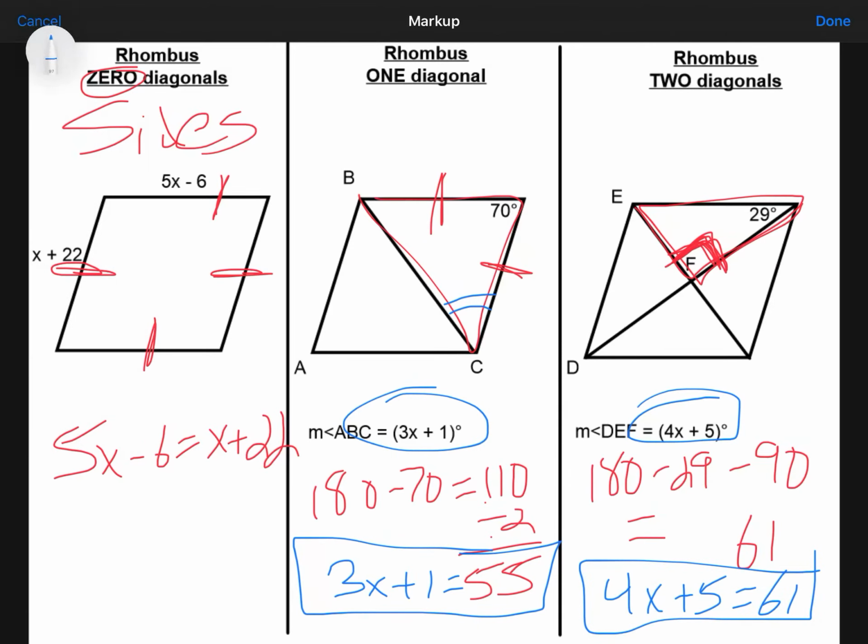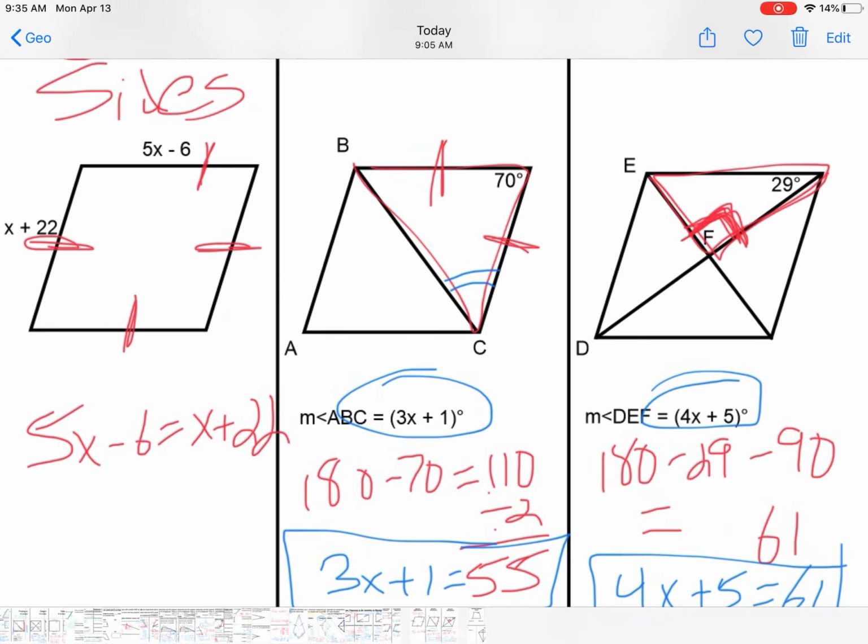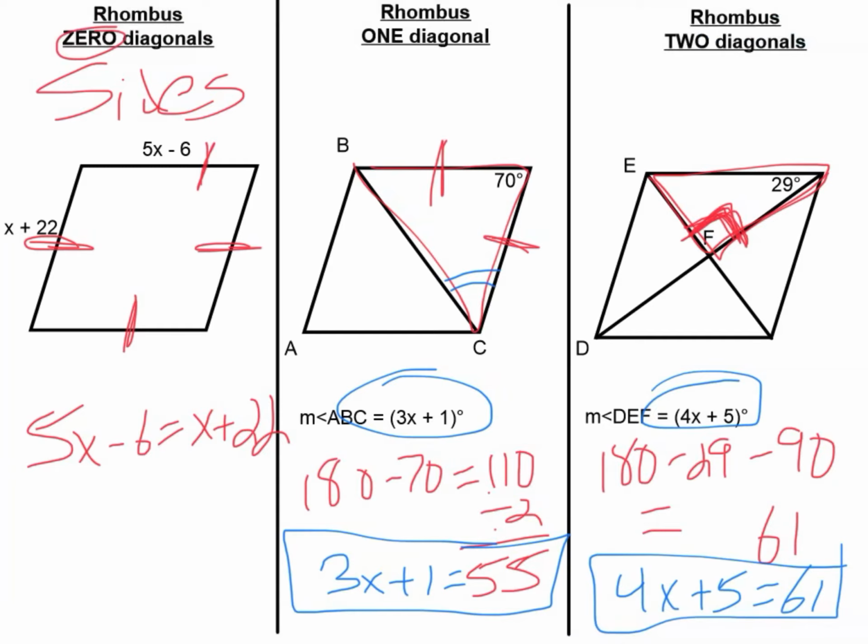So rhombuses can be a little bit more complicated. The nice thing is it just depends on, do they have 0 diagonals, like the first picture on the left, 1 diagonal like the picture in the middle, or 2 diagonals in the picture on the right.